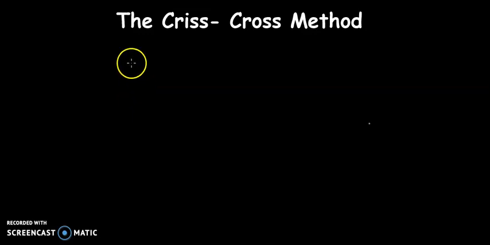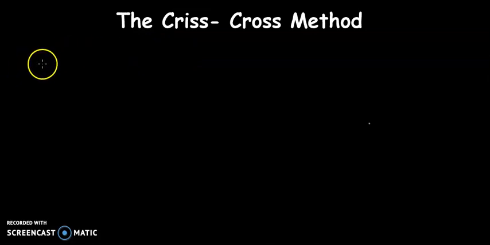Hello guys, this video will be talking about the criss-cross method. We will learn how to do the criss-cross method in order to get the formula unit of ionic compounds. Then we're going to name these compounds. So let's start with some examples.